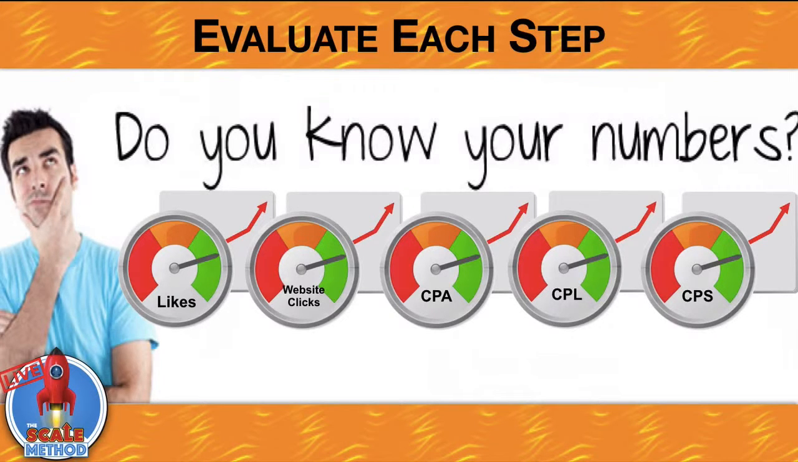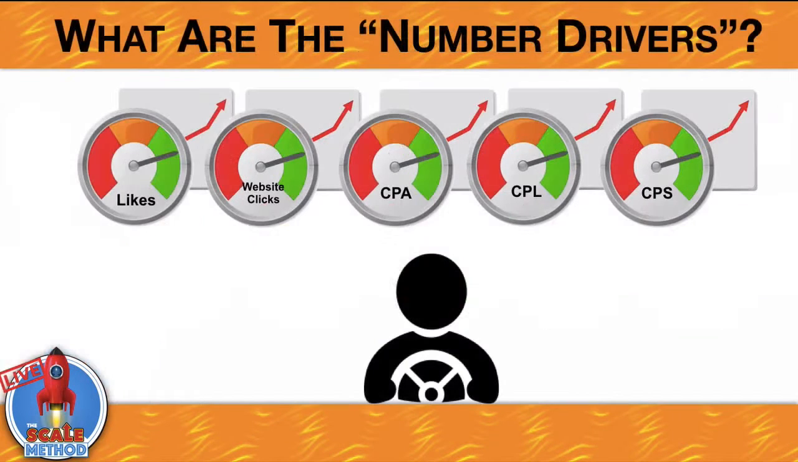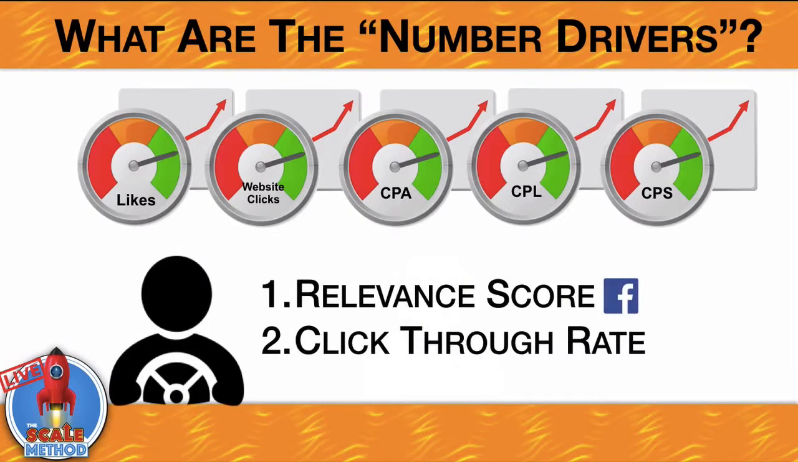For example, on Facebook, do you know how much it costs you to get an average like? What about an average website click? How about a cost per action or a cost per lead? Or what's your average cost per sale? You see, here's what happens. There's a driver to these main numbers, and it's really critical for you to understand what influences these drivers of the numbers.